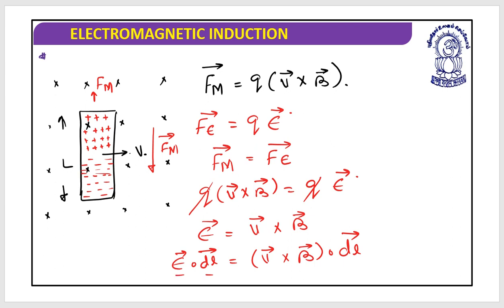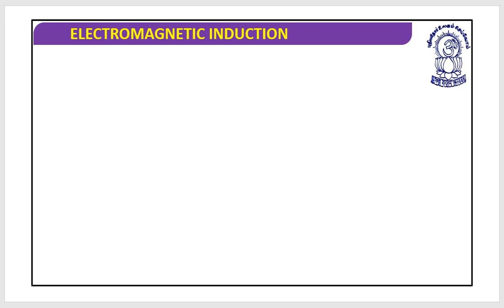E dot dl, do you remember? It's from the first unit and second unit, electrostatic potential and capacitance. In the second unit we used to have E equals minus dV by dr, and from this we have dV equals E dot dr. It is the same thing, E dot dl. So we have E dot dl equals (v cross B) dot dl.